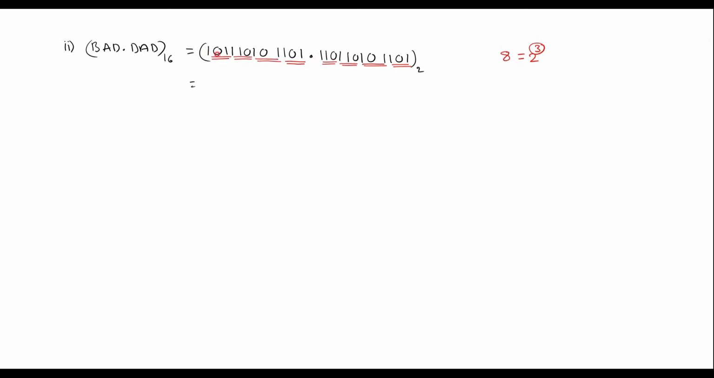So now 101 is equivalent to 5 in octal number system. Next we have 110 is equivalent to 6. Next we have 101 is 5. 101 is 5. After decimal point we have 110 is nothing but 6. Next we have 110, that is also 6. Next we have 101, that is 5. Next we have 5, which is in octal.